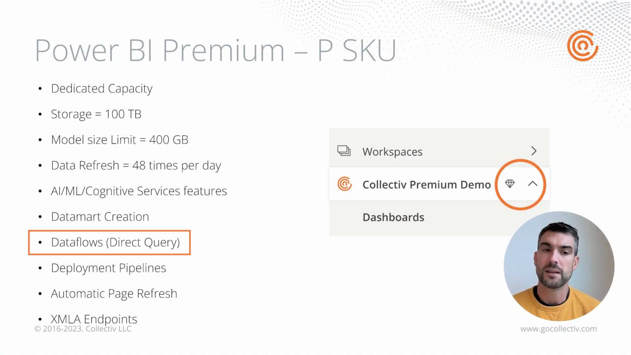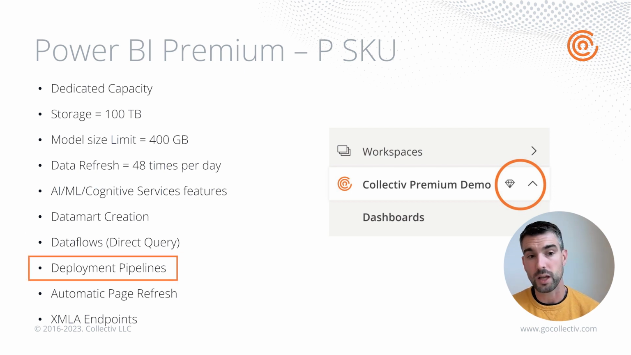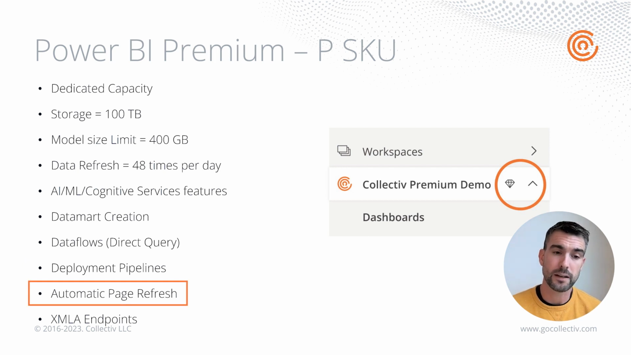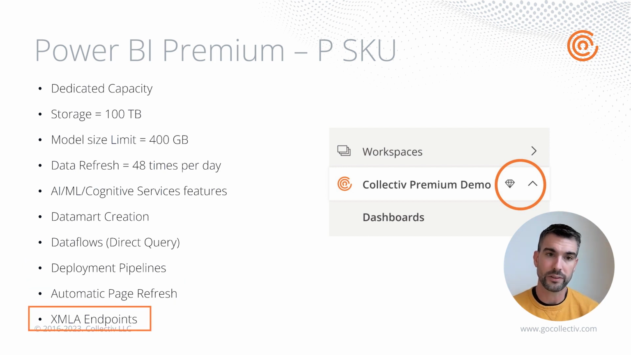Dataflows are offered with the Pro SKU. However, there are some features with the dataflows that are not offered in Pro that Premium does allow. One of those is direct query. So I can directly query a dataflow with a Premium SKU, but with the Pro SKU, I cannot do that. The other thing that the Premium SKU offers is deployment pipelines. Another offering is automatic page refresh. And finally, you do get access to XMLA endpoints when you have a premium SKU.